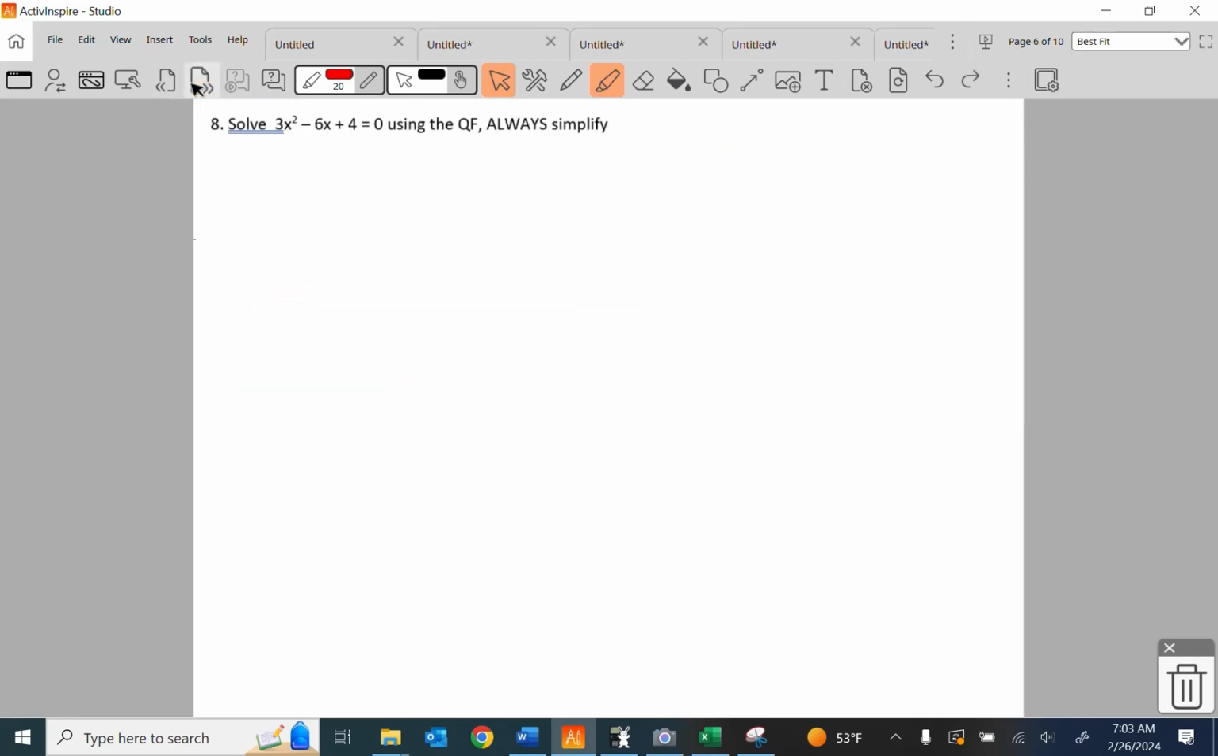All right, solve using the quadratic formula. Feel free to start singing this to yourself. x equals negative b plus or minus square root b squared minus 4ac all over 2a.